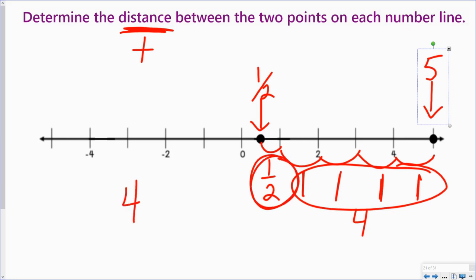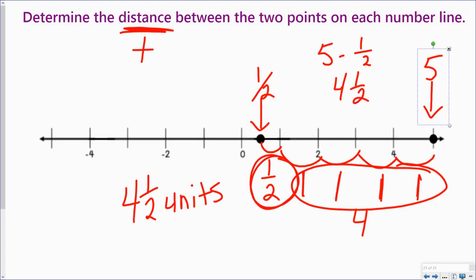So these two are 4 and 1/2 units apart. And if you notice, if I take 5 minus 1/2, again, that gives me 4 and 1/2. Same as my distance here.